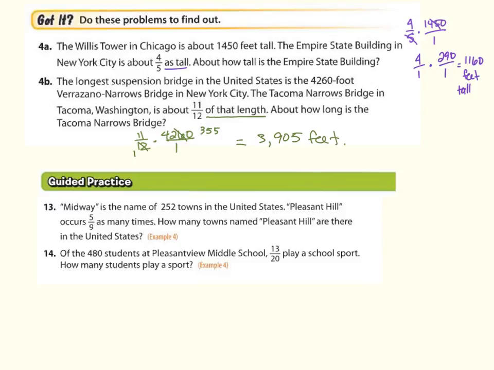Now try number 13 and 14 on your own. Press pause, and then resume play when you're ready for your answers.